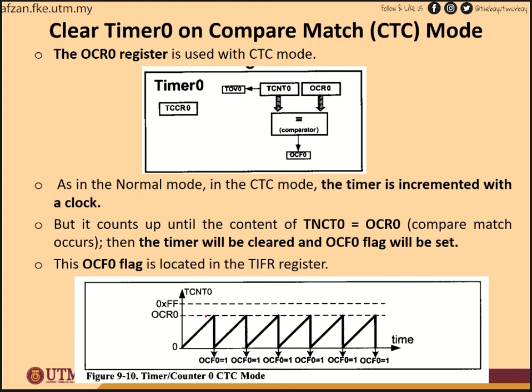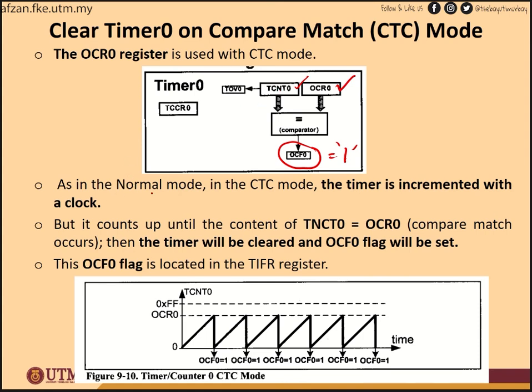Next we are going to see how to program for the compare match or CTC mode. In this CTC mode, the OCR0 register is used to compare the value with your TCNT, your counter register. If the OCR equals TCNT, your OCF flag will be set to 1. If not, you keep monitoring your OCF flag until your OCR equals your TCNT.